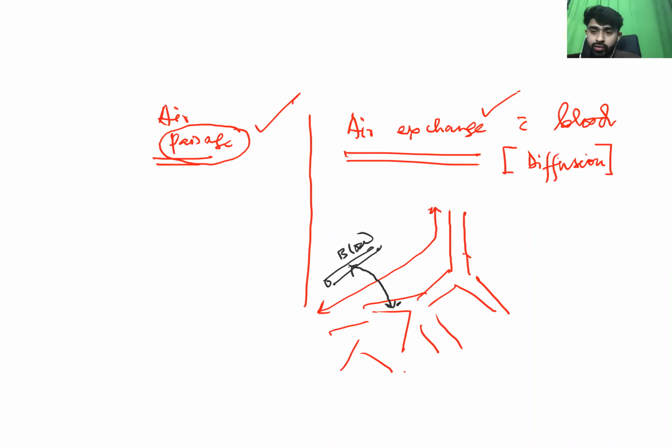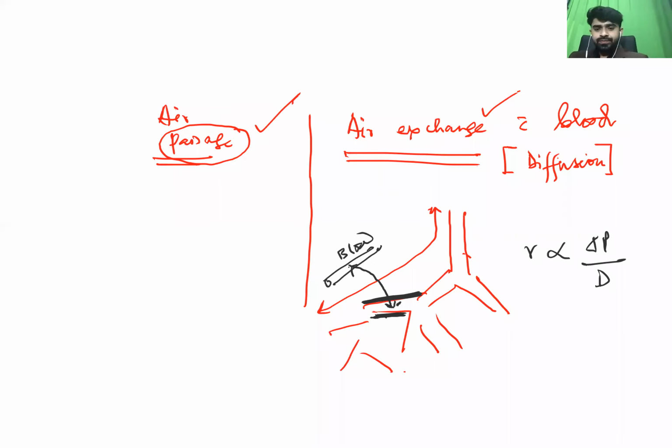Why no? Because the walls of the airway are very thick here. You can't expect diffusion, because what is the formula for diffusion? The rate of diffusion is directly proportional to the pressure gradient or concentration gradient, but inversely proportional to D. D means the thickness. So here the thickness is very high, so you can't expect a diffusion process.